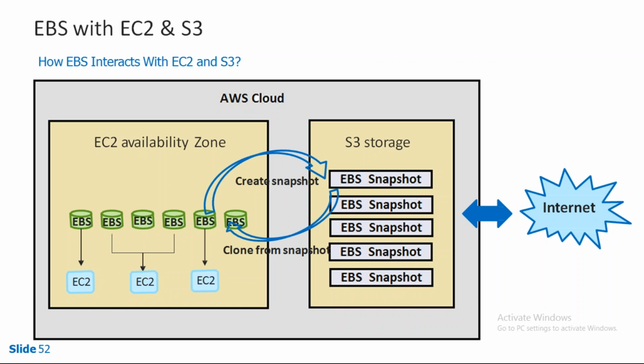And from those snapshots you can clone another EBS volume. So this is the EBS volume. For example, this EBS volume is selected and a snapshot of it is taken.